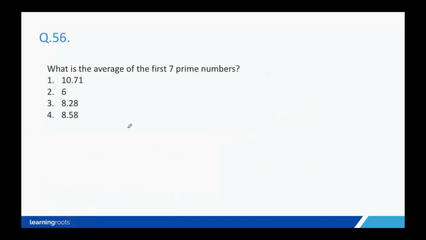Okay, fine. What is the average of the first 7 prime numbers? First 7 prime numbers: 2, 3, 5, 7, 11, 13, 17. Okay, the average of these 7 prime numbers is nothing but 58 by 7.